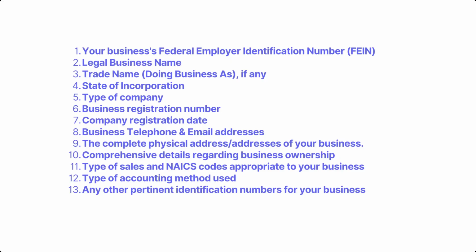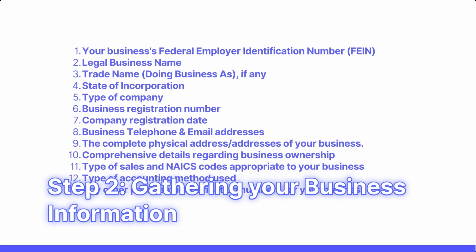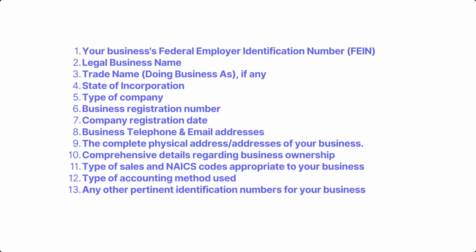And the first step would be gathering your business information. Make sure that you have this information at your disposal, from your FEIN to your legal business name to the trade name to the state you got incorporated in and the type of business functioning and activity, the NAICS codes, and other related details that are on the screen right now. Once you have all of this at your disposal, it gets a little smoother to get through the process.